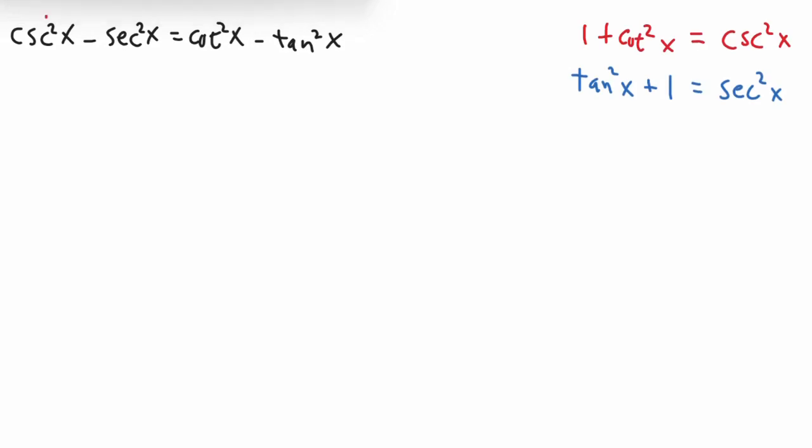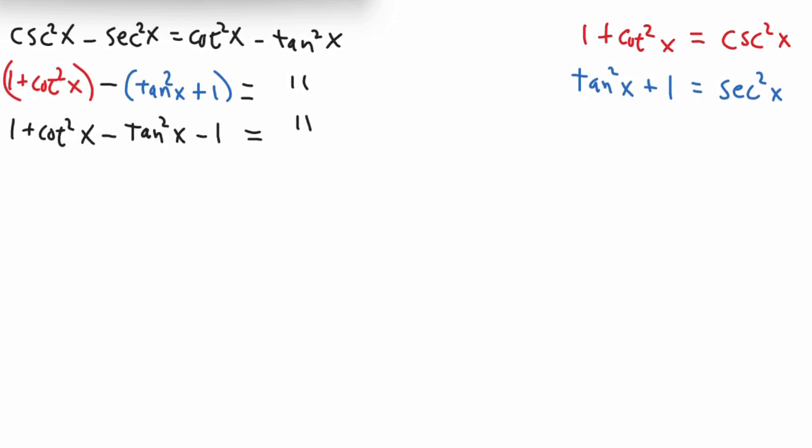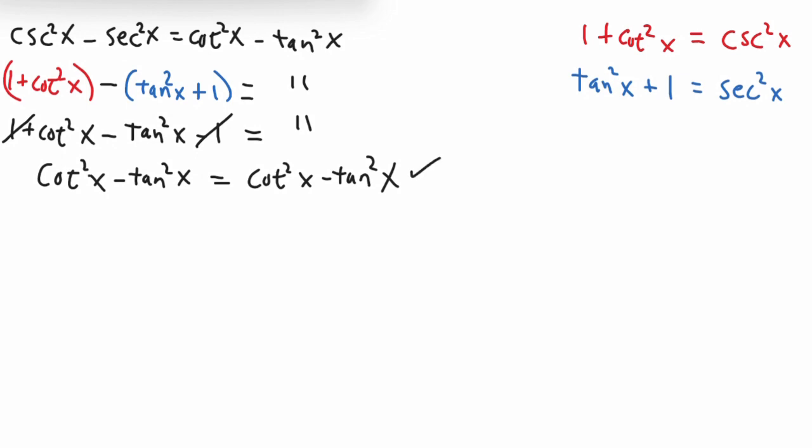Let's replace cosecant squared with 1 plus cotangent squared. Likewise, let's replace secant squared x with tangent squared x plus 1. So now let's simplify, drop the parentheses, and distribute that negative through the second parentheses. From here, we can cancel out the 1's, and we've proved the identity.